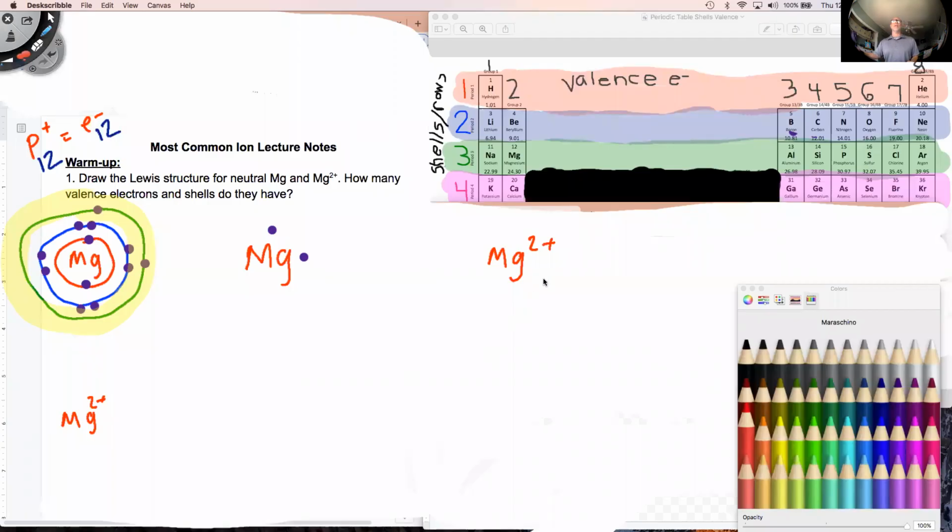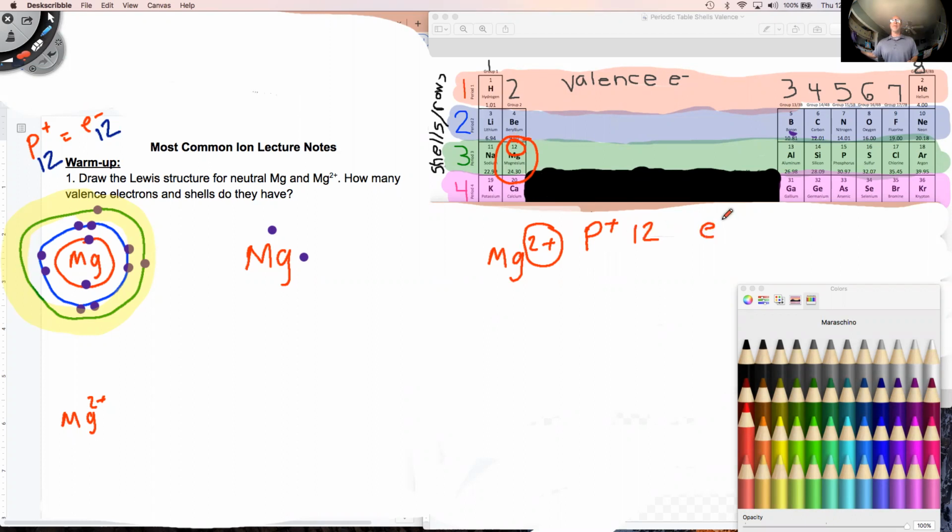So now let's take a quick look at Mg2 plus. I'm just going to draw. So how many protons does Mg2 plus have? Well, here's our magnesium. Magnesium is going to have 12 protons. But you notice there's a charge right here? Since there's a charge, notice it's positive. Well, we always are going to have 12 protons. We can never change that. So 2 plus means there's 2 extra protons.